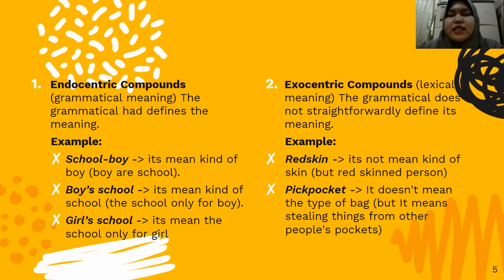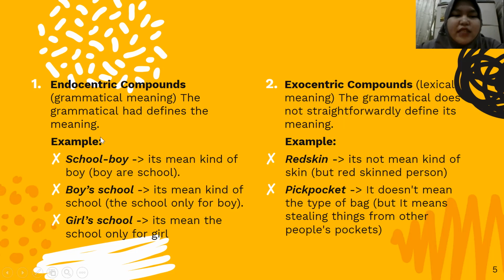And the second one is exocentric compounds. This is using lexical meaning. The grammatical meaning does not straightforwardly define the meaning. For example, redskins. It doesn't mean a kind of skin, but it means red-skinned persons. For the second one, pickpocket. It doesn't mean a type of bag, but it means stealing things from other people's pockets.